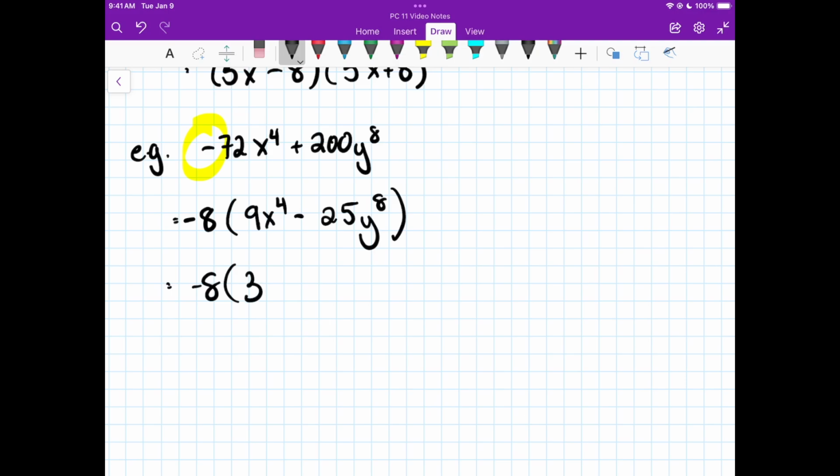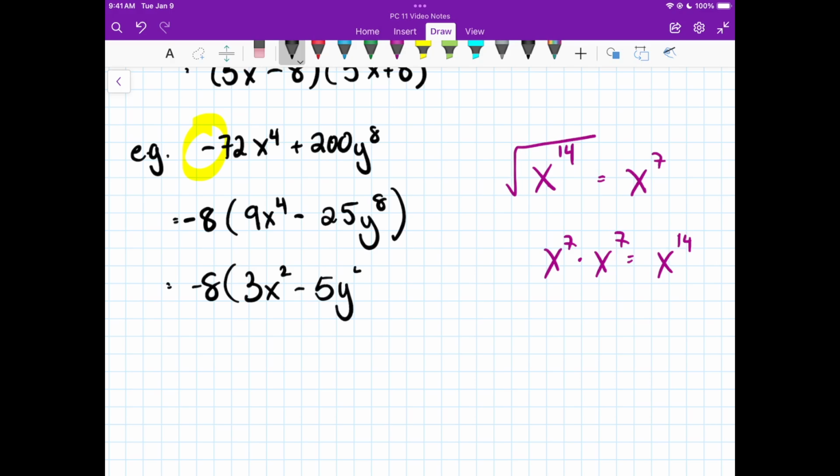So if you're doing the square root with variables, if you had, say, x to the power of 14, and you want to do the square root of that, that is just going to be half of the exponent. So this is just going to be x to the power of 7. Because remember, when you multiply things, x to the power of 7 times x to the power of 7 would add the exponents and get you x to the power of 14. So to go backwards, you're basically just going to divide by 2. So this is going to get me 3x squared, and then 5y to the power of 4, because it's just half of 8. And then we'd get the exact same thing, but with a plus.